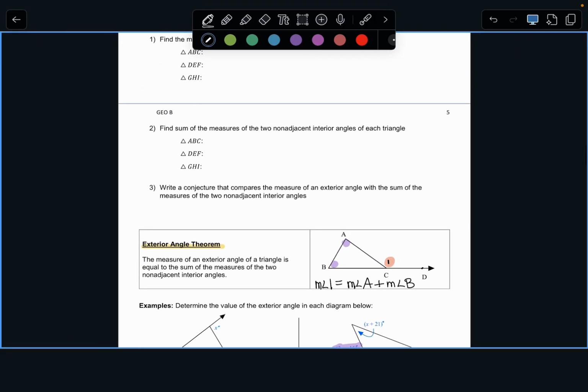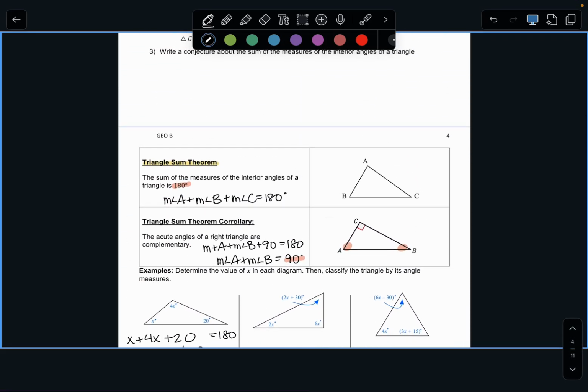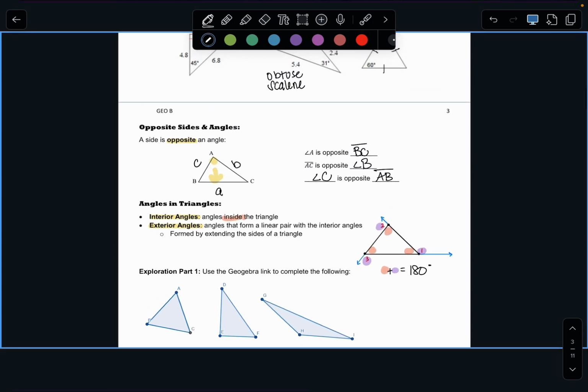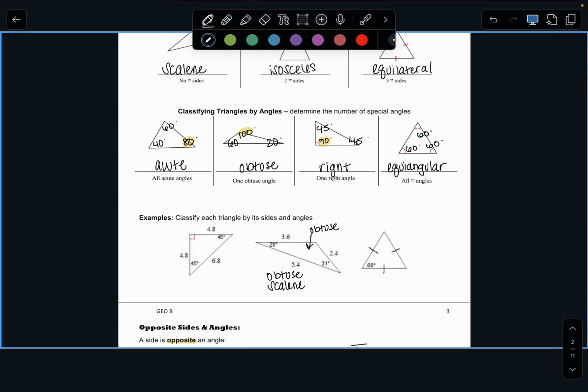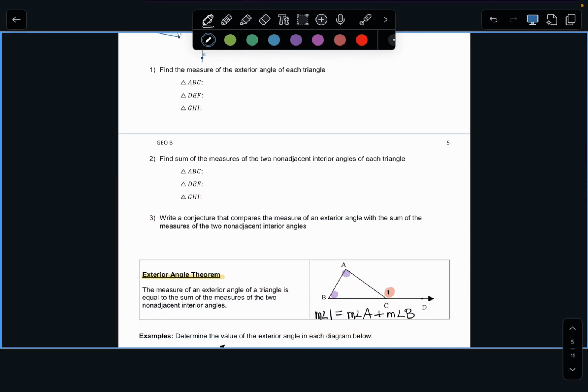What you need is the exterior angle theorem, triangle sum theorem, and these definitions, and your classifications. Questions about Friday. Okay, if you have not done your homework, do that today.